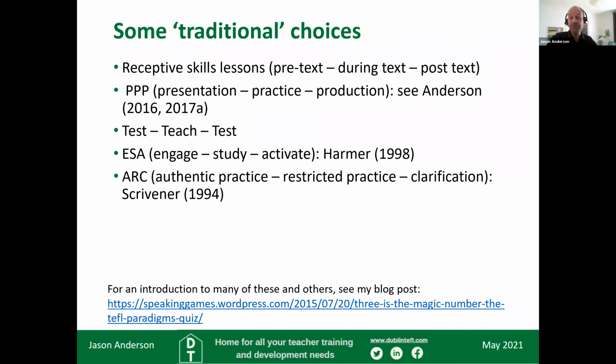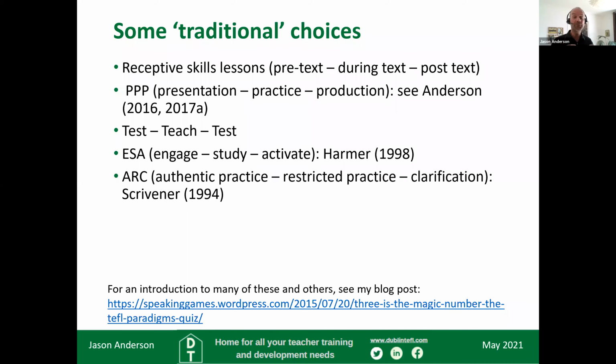And then there's Jim Scrivener's model, ARC: authentic practice, restricted practice, clarification. That was very popular back when I did my course, but it's lost popularity over the last 10 to 15 years. The three phases there are basically the same as PPP. Clarification is the presentation, restricted practice is the practice, and authentic practice is the production. In Scrivener's model, he argues you can change the order of them. They're essentially not necessarily sequential phases, but different things that we do in lessons.